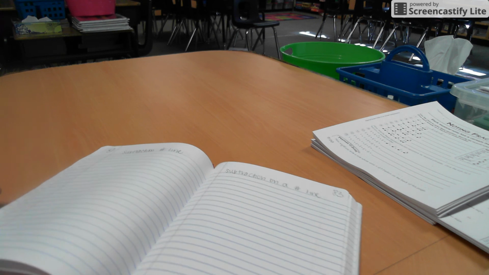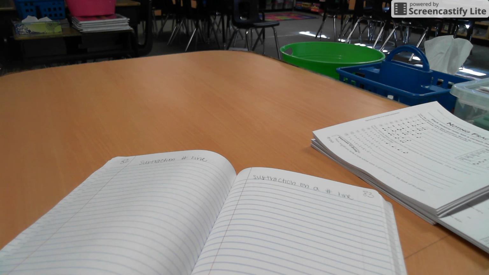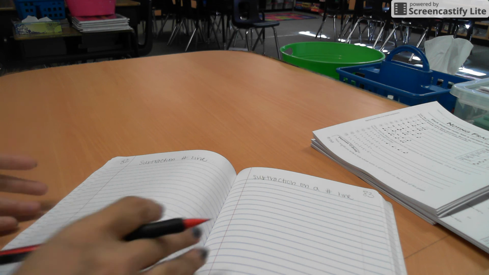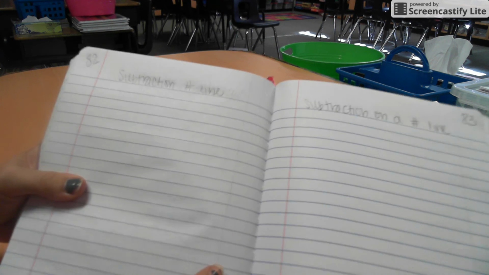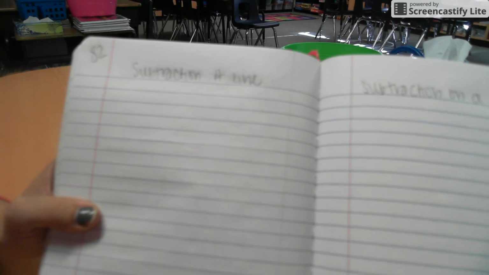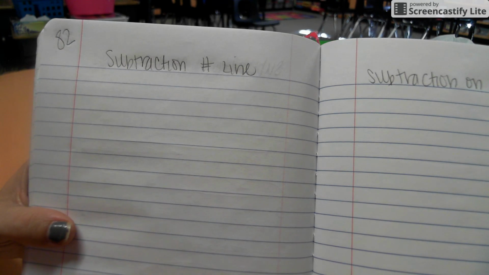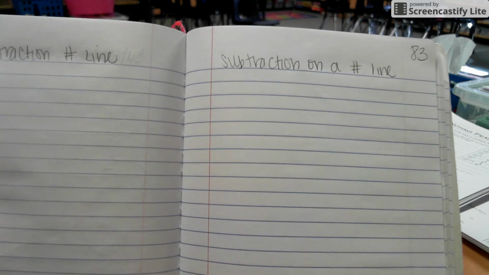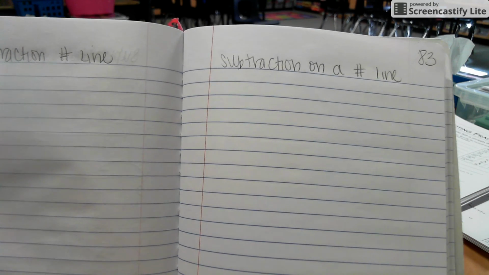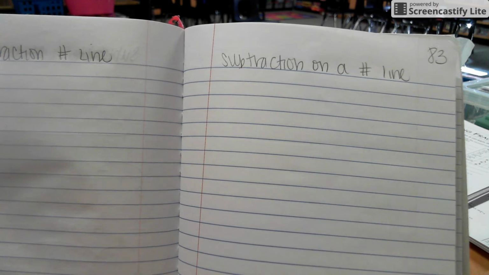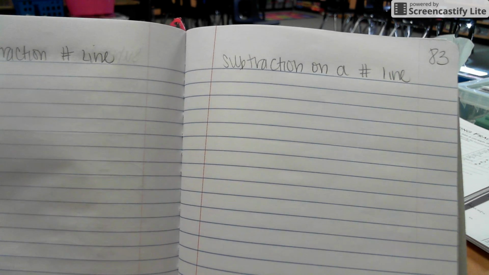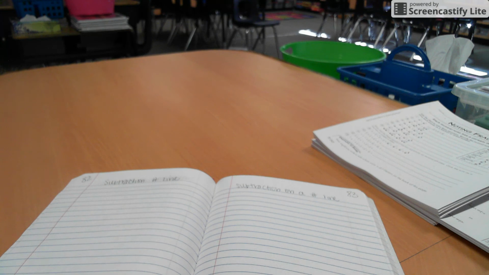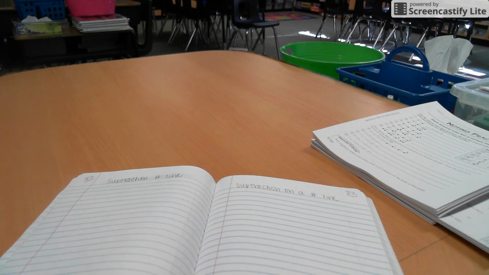All right, friends, so you're going to need your notebook for tonight's homework and the worksheet that went home for you. For tonight's notebook, we're going to number page 82, and we're going to title it Subtraction Number Line. And 83 is subtraction on a number line. So this is going to be just like we did the other night with addition, but this time we're going to be doing subtraction. So make sure you have those titled.